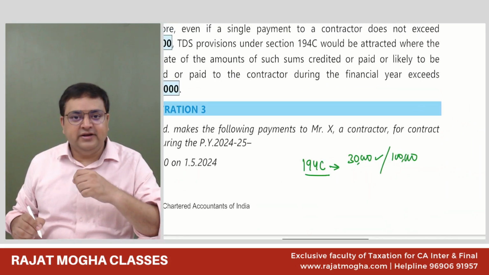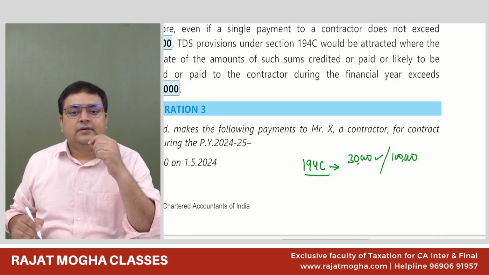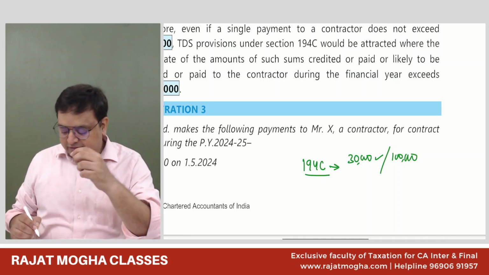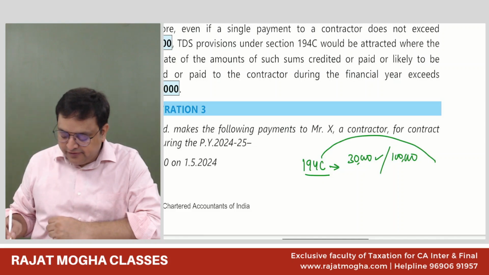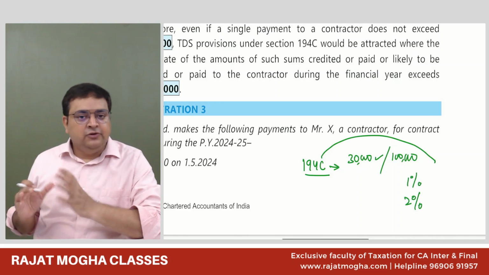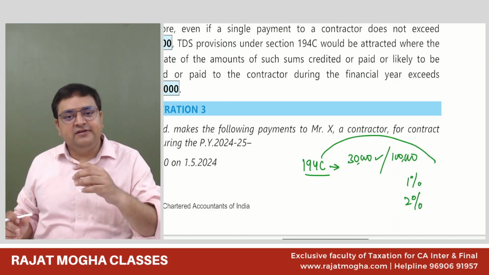What is the rate of TDS, guys? Individual or HUF 1%, others 2%. Correct. So we have the TDS rate of 1% and also 2%. It depends on who is the receiver, not the payer. Who is the receiver? That contractor.